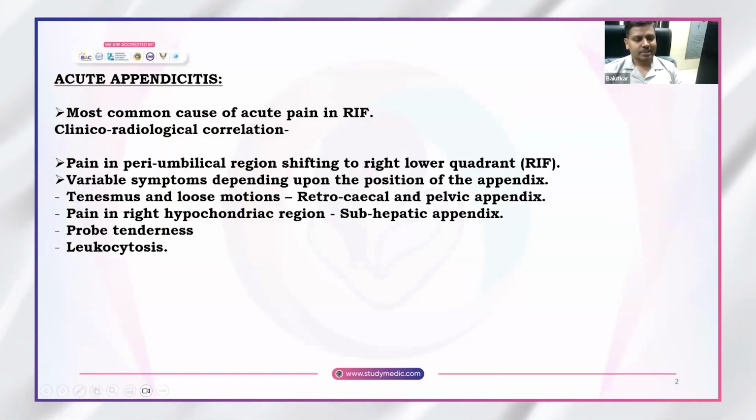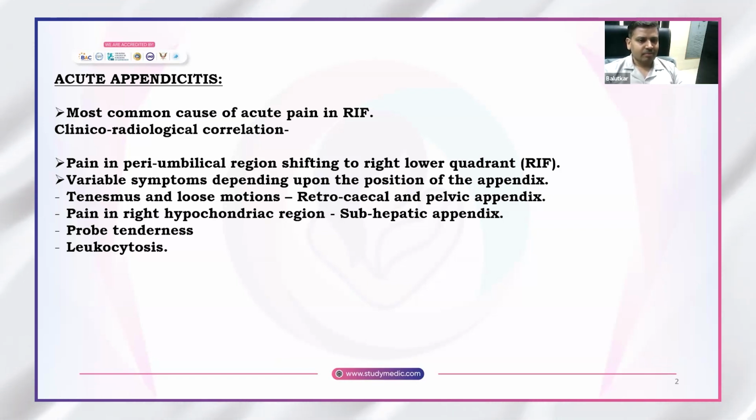about acute appendicitis. As we know, it is one of the most common causes of acute pain in the right iliac fossa region, and we always need to do clinical radiological correlation, because while examining the appendix to rule out appendicitis, we should always know the clinical background in detail. So most patients of acute appendicitis present with acute pain in the periumbilical region that shifts to the right iliac fossa region, that is the right lower quadrant of the abdomen.